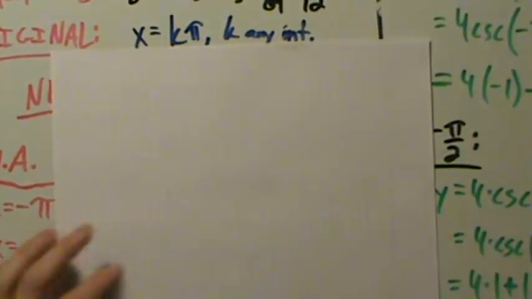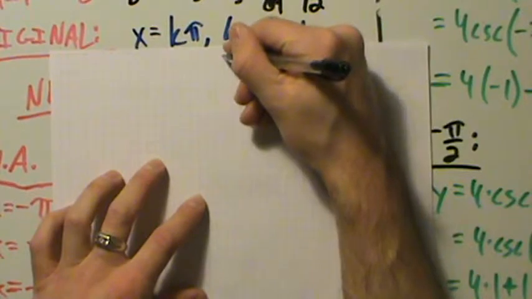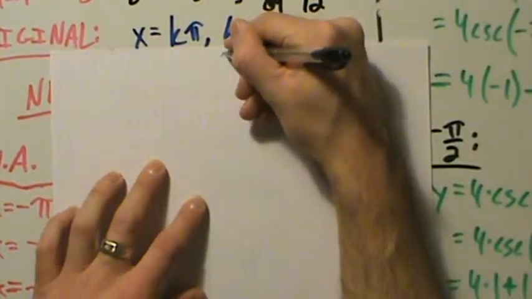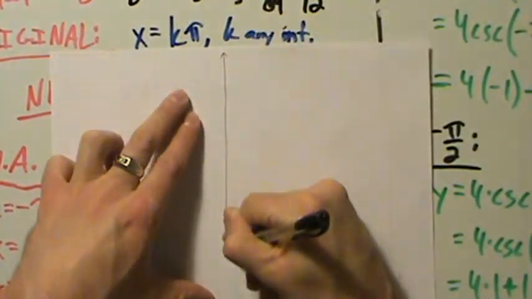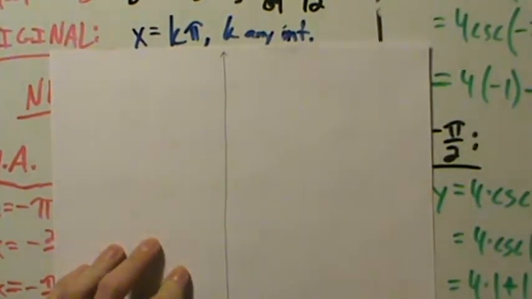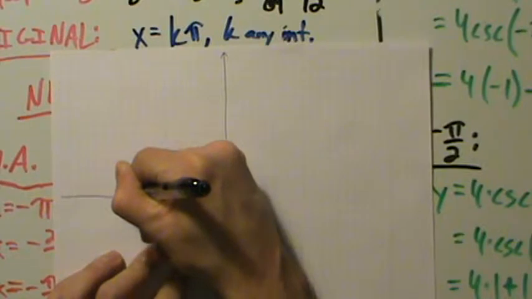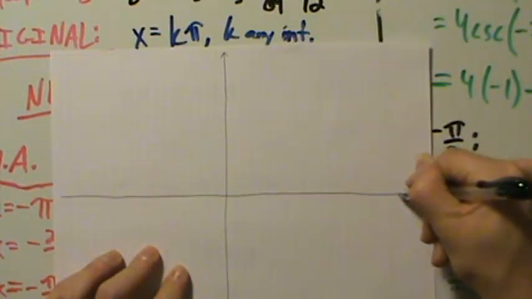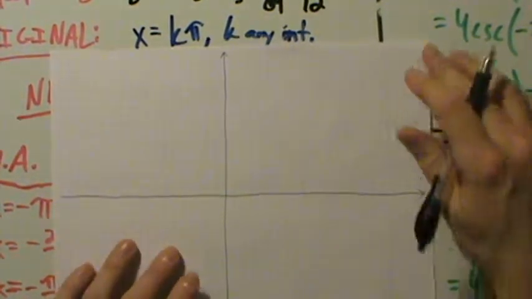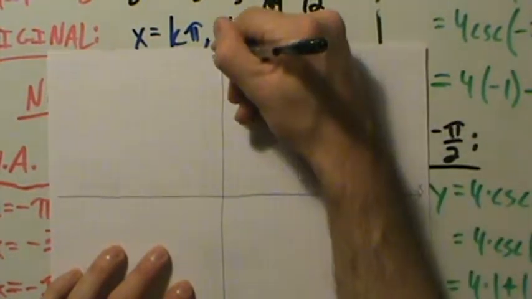So let's set up our graph. This grid kind of got tilted when we printed it, but it's going to be the y-axis here, and I guess we'll put the x-axis here. Okay, so here's our x-axis, y-axis.